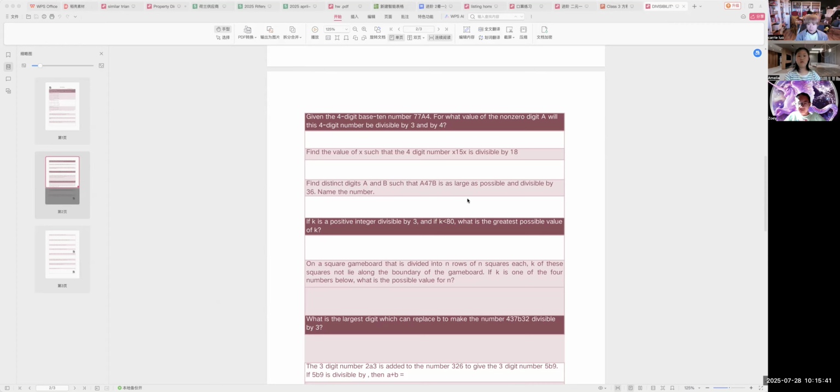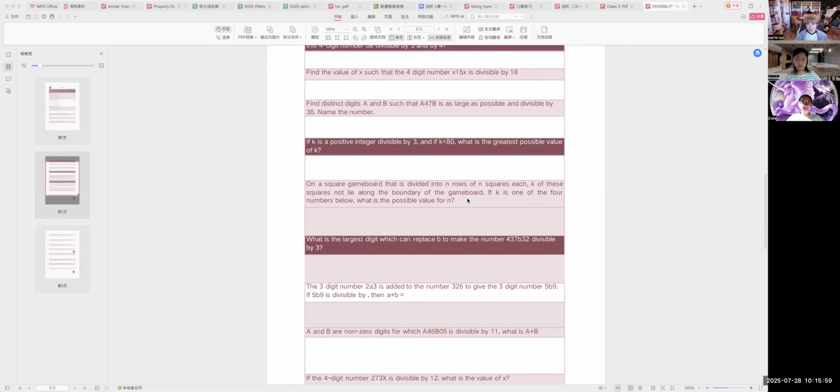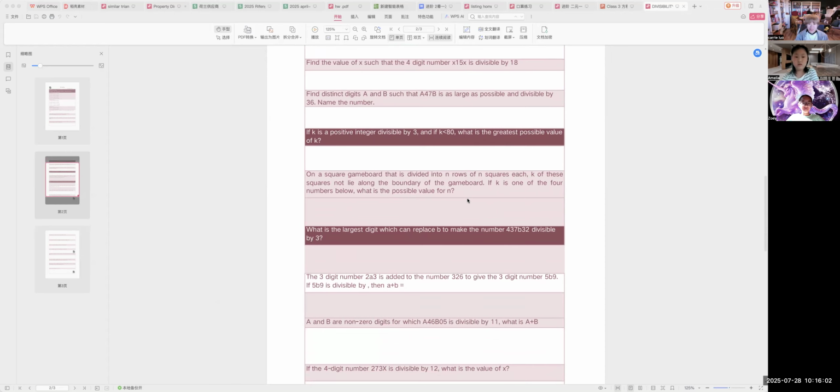Very good. On a square game board that is divisible into n rows and n squares each time, K of these squares do not lie on the boundary of the game board. If K is one of the four numbers... sorry, this question can't be done, the number is missing. What is the largest digit which can replace b to make the number 437b32 divisible by 3? So they just ask which is the biggest number for b that makes this number still divisible by 3. Very easy.